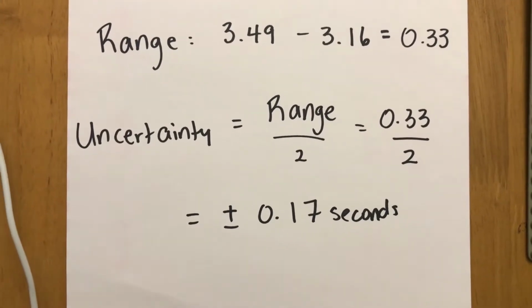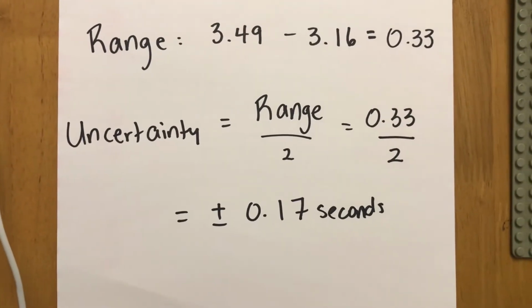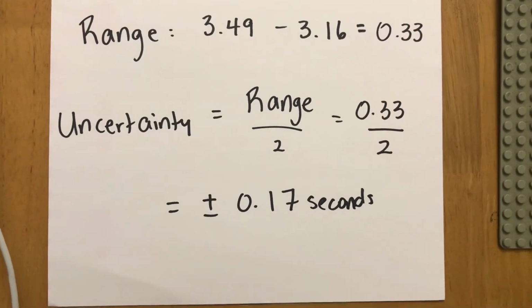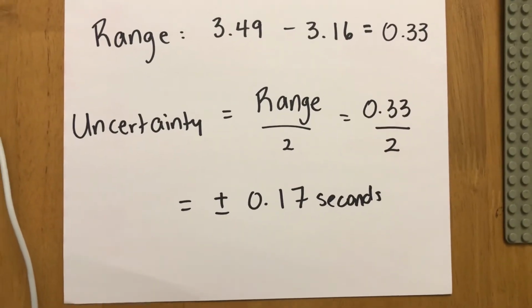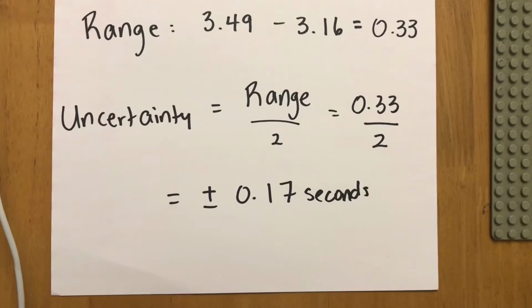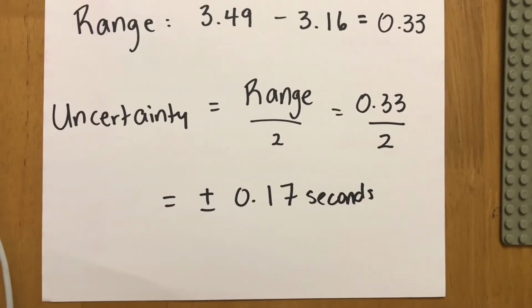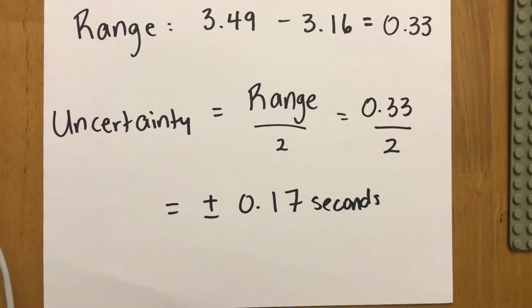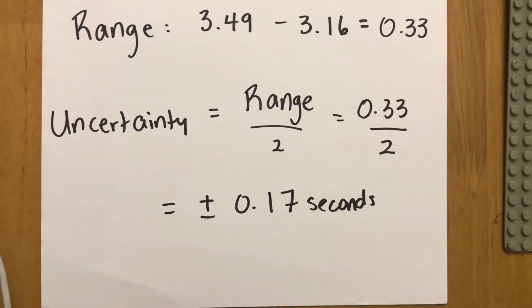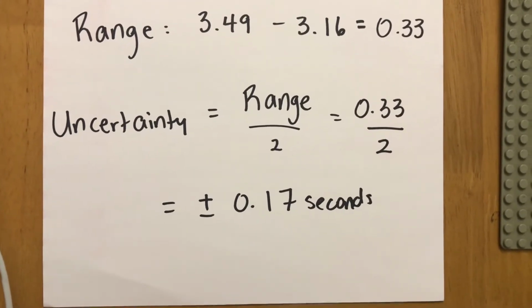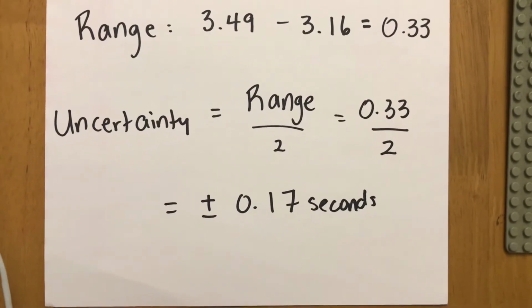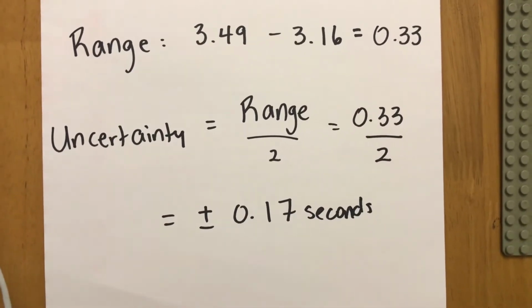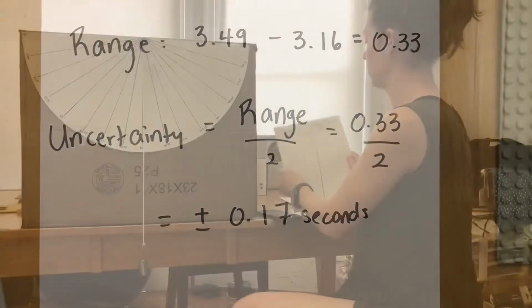What this number means is that from now on, when I take a measurement, that measurement might be off by about 0.17 seconds. So even though I record a specific number, that specific number is not exactly the true value of that time measurement. It could be 0.17 seconds higher, it could be 0.17 seconds lower, just because I'm not exactly catching the stopwatch and the pendulum at the same time.